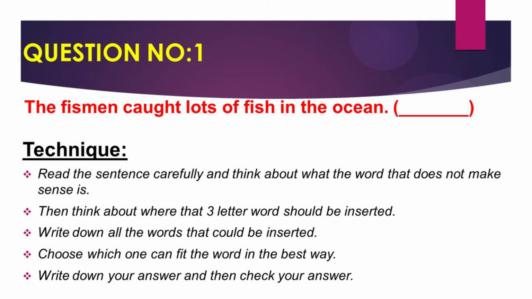So who catches fish? A fisherman would. So we know that fish is the start of fisherman, but then it goes straight to men. So that means between fish and men is where that three-letter word should be inserted. Write down all the words that could be inserted. So if we take away fishman from fisherman, you are left with her. Choose which one can fit the word in the best way. So we know that her is the best one to fit it.